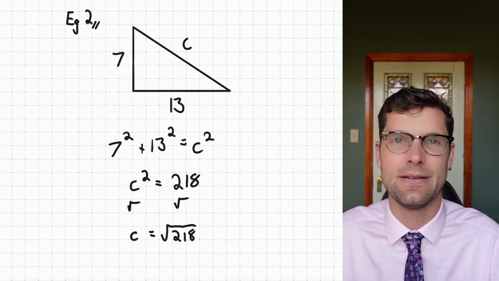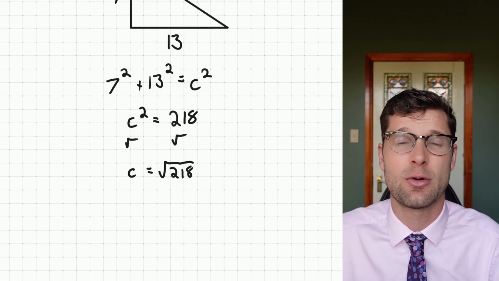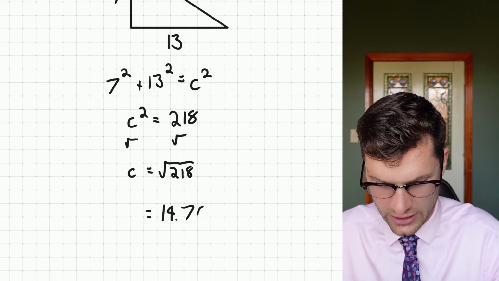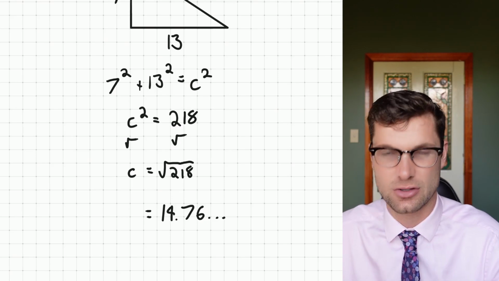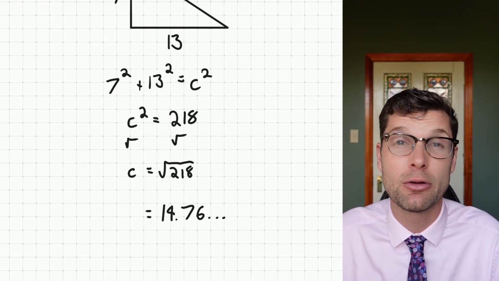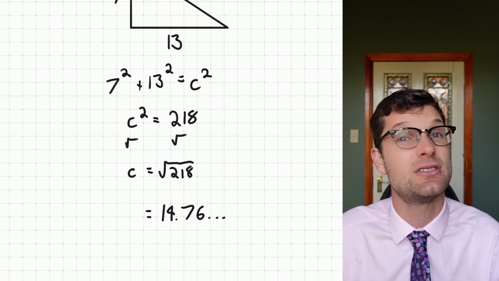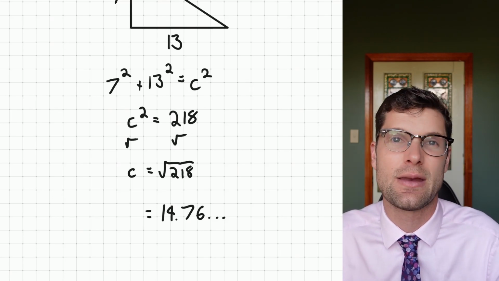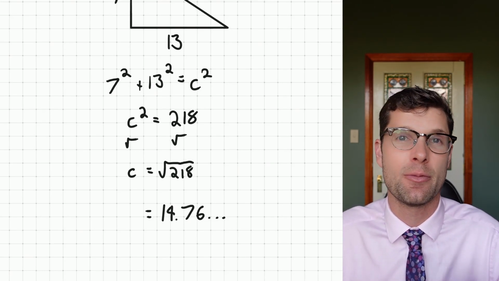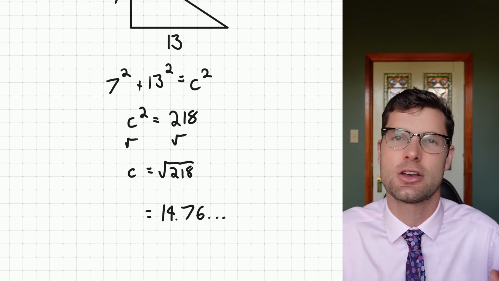Happy days, you're done. But if it does ask you for 2 decimal places, just hit equals, and you'll see that that gives us 14.76... and that is our final answer. We know that this is probably right because the hypotenuse has to be the biggest number, and 14.76 is higher than the other ones.